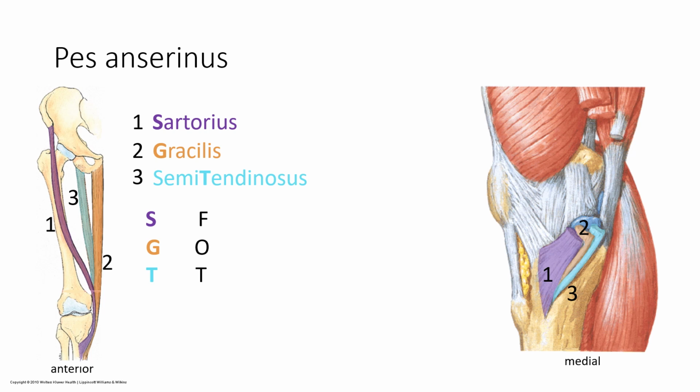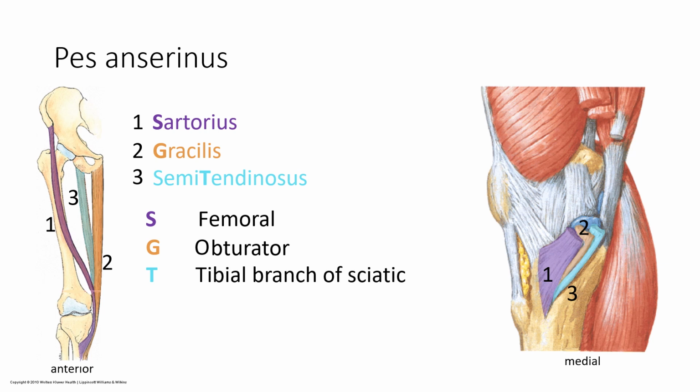And for that last part of the mnemonic, that just signifies the innervation for each of these muscles. So the sartorius muscle is innervated by the femoral nerve, the gracilis by obturator, and the semitendinosus by the tibial branch of sciatic. All right, so that's all the content that I wanted to cover for mnemonics.